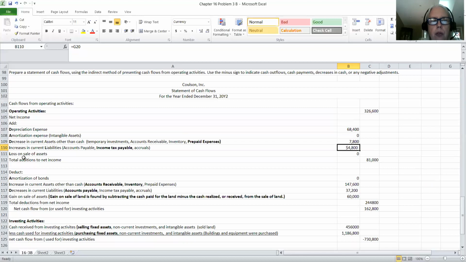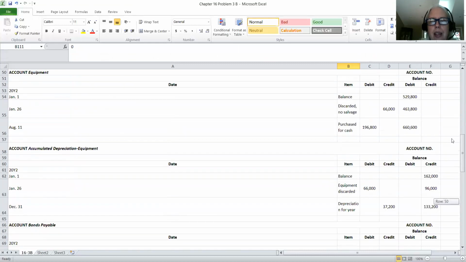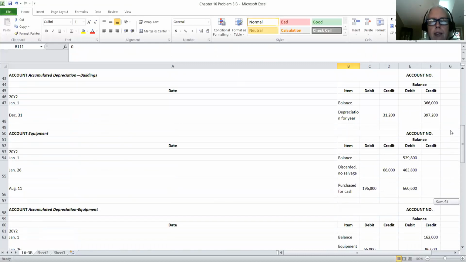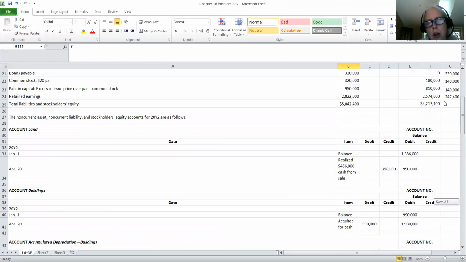For the loss on the sale of assets, we did not lose any money on the sale of assets. What you would have to do is look through your ledger accounts to see if we sold any assets. And if we did sell any assets, it would show up in the asset accounts that they have pictured.